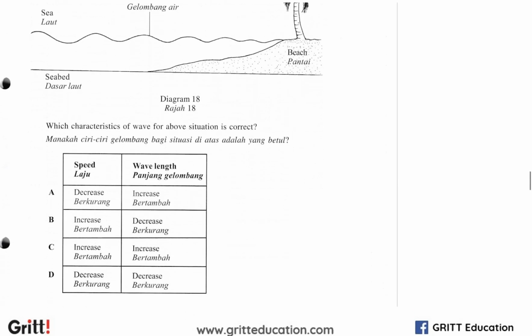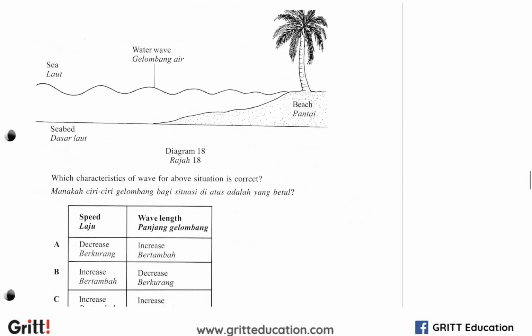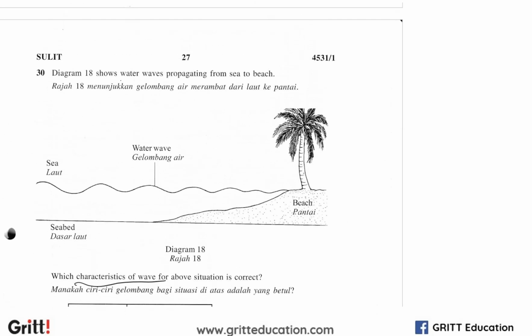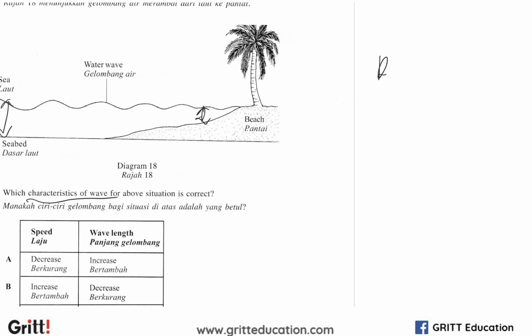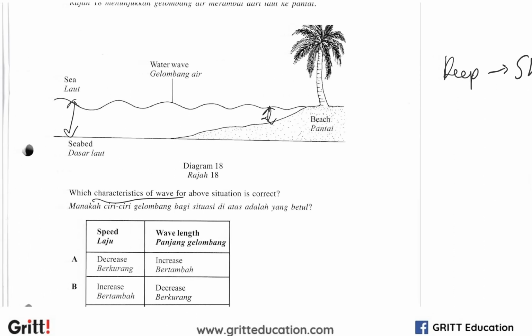Alright, so they're asking for the characteristics of the wave when it approaches from the sea to the beach. Now, when we look from the seabed to the beach, what we notice is that the depth of the sea actually decreases. So that is one feature that we want to focus on. So it goes from deep water to shallow water. Now, when it comes to water waves, deep and shallow actually modifies a lot of the characteristics of the water wave.